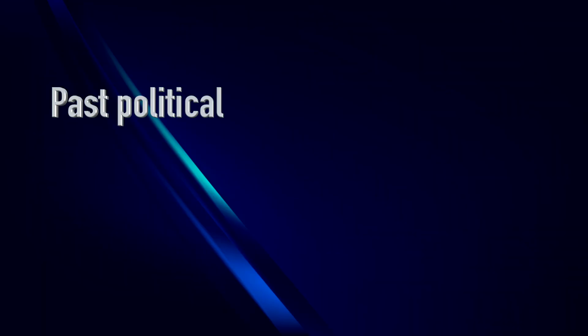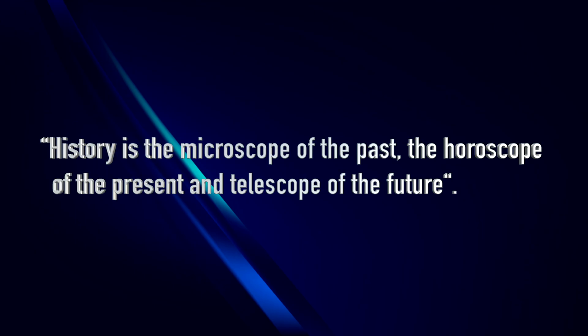History studies the important past events and incidents. It records man's past life and life of societies in a systematic and chronological order. It also tries to find out the cause of past events. It also studies the past political, social and economic events of the world. It not only studies the past, but also establishes relationship with present and future. That is why it is said that history is the microscope of the past, the horoscope of the present and the telescope of the future.